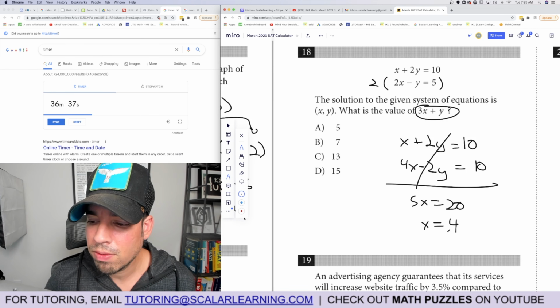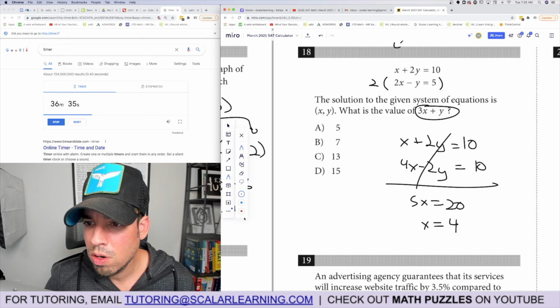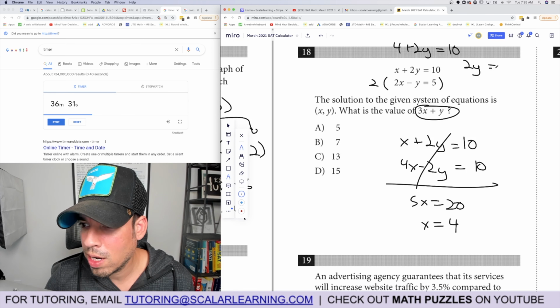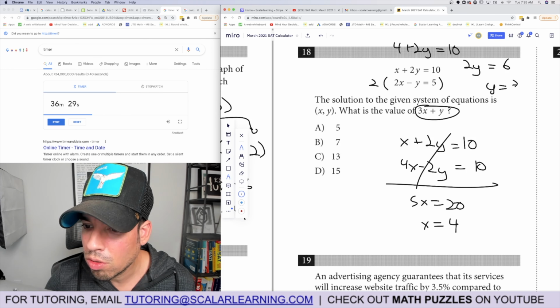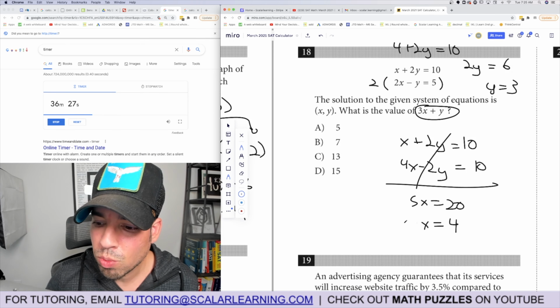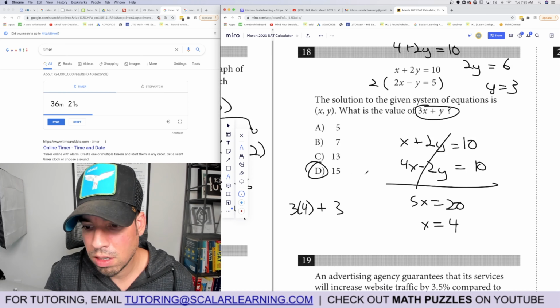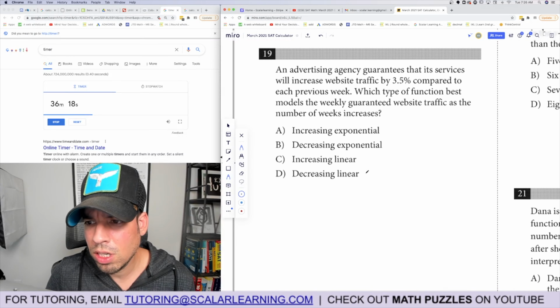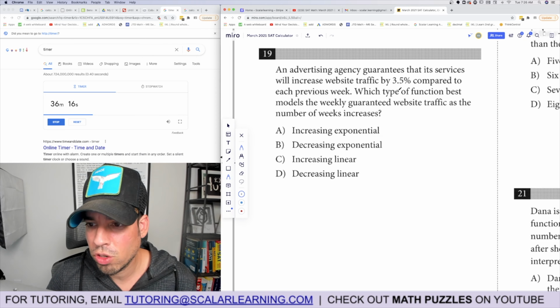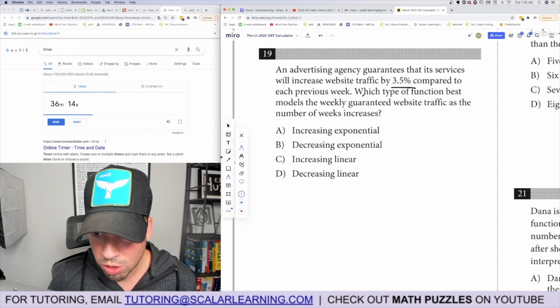X equals, divide by 5. X equals 4. If x equals 4, 4 plus 2y equals 10. Subtract by 4, 2y equals 6. Y equals 3. So we want 3x plus y. So 3x plus y, that's 12 plus 3 is 15. And done. 19. An advertising agency guarantees that its services will increase website traffic by 3.5% compared to each previous week.